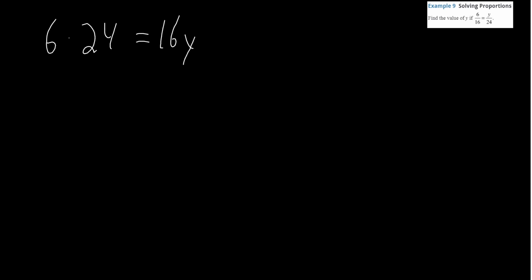Okay, well, 6 times 24, or 6 times 10 is 60, times another 10 is 120, and then times 4 is 24, so 144. So we have 144 is equal to 16y, and we're going to divide both sides by 16. So we end up with 16 goes into 144 is equal to y.